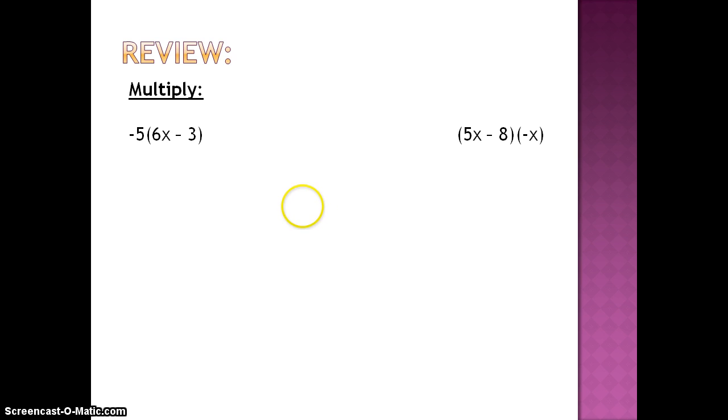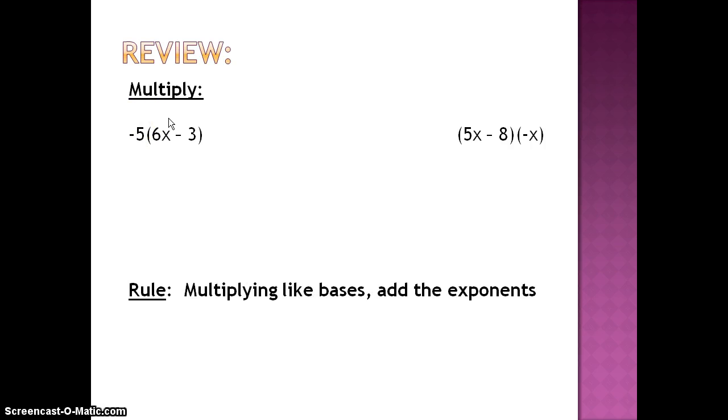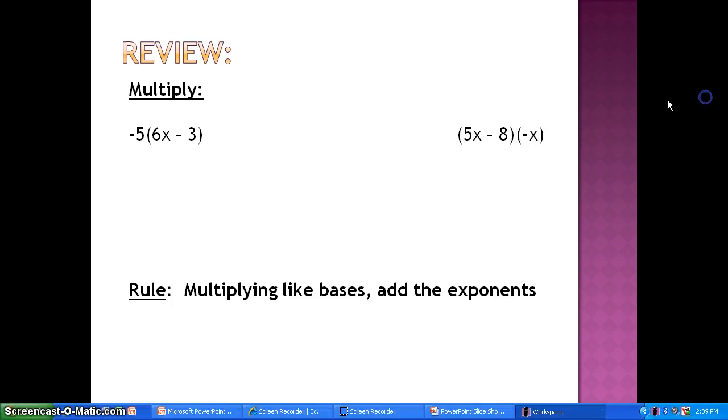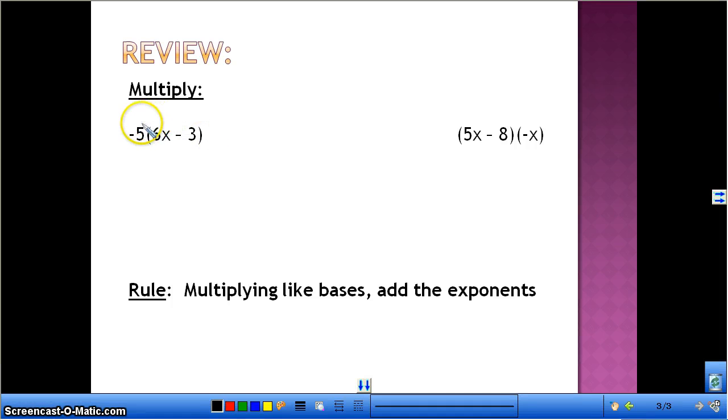So if I told you to distribute this -5 to both terms on the inside here, you would just be multiplying -5 times 6x, and you would also multiply -5 times -3. So your first term, -5 times 6x, is going to give you -30x. And your second term is -5 times -3, which gives you +15.